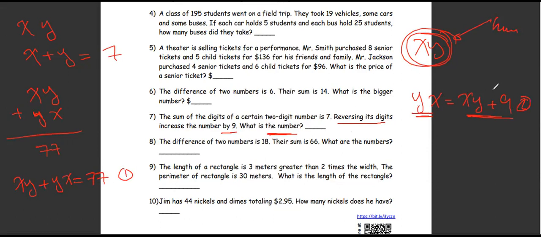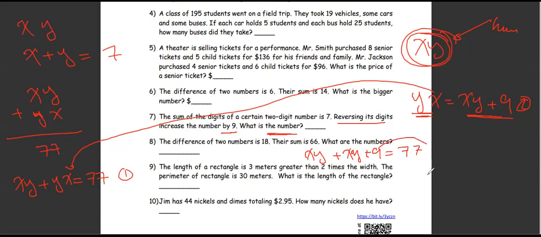Let's plug yx here. So it's going to be xy plus xy plus 9 equal to 77. Let's solve. So xy plus xy is 2xy equals 77 minus 9, which is 68. So xy is 34. So the original number is 34.